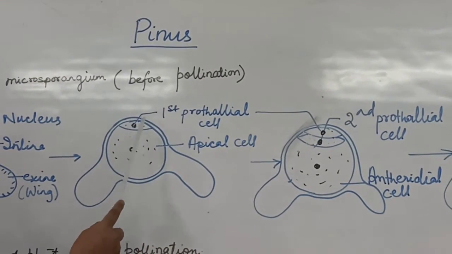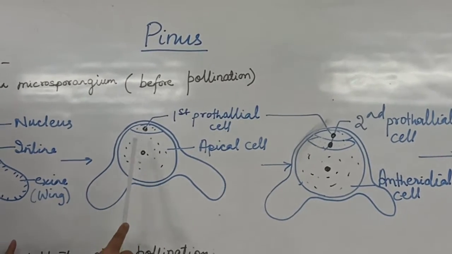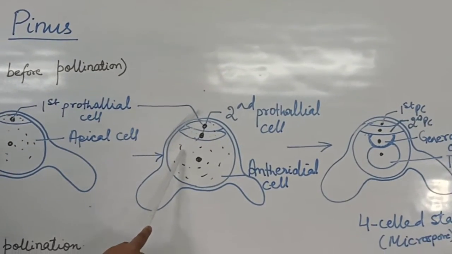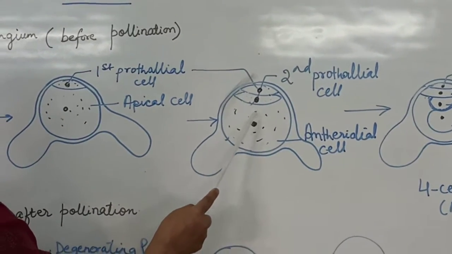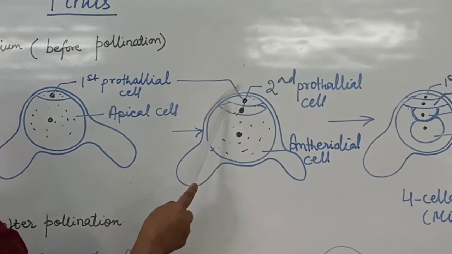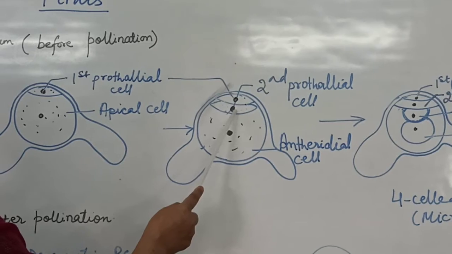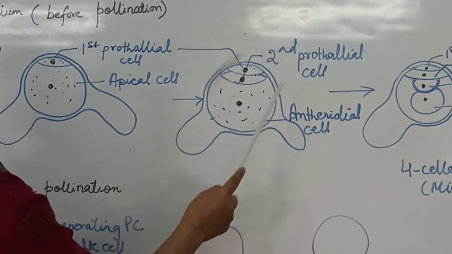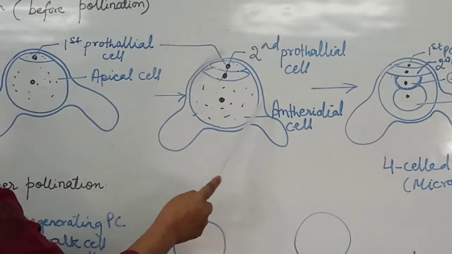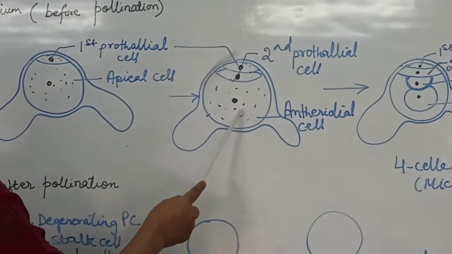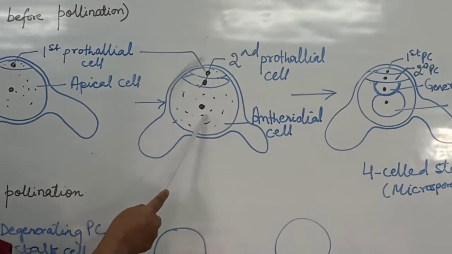This first prothallial cell remains as such, whereas the apical cell undergoes further division, which we can see over here. It divides to give rise to two cells. Again, these two cells are unequal in size. The smallest cell, which is towards the first prothallial cell, is lenticular, and now this is known as second prothallial cell. Below the second prothallial cell is the antheridial cell. So in this diagram, there are three cells: first prothallial cell, second prothallial cell, and the antheridial cell.